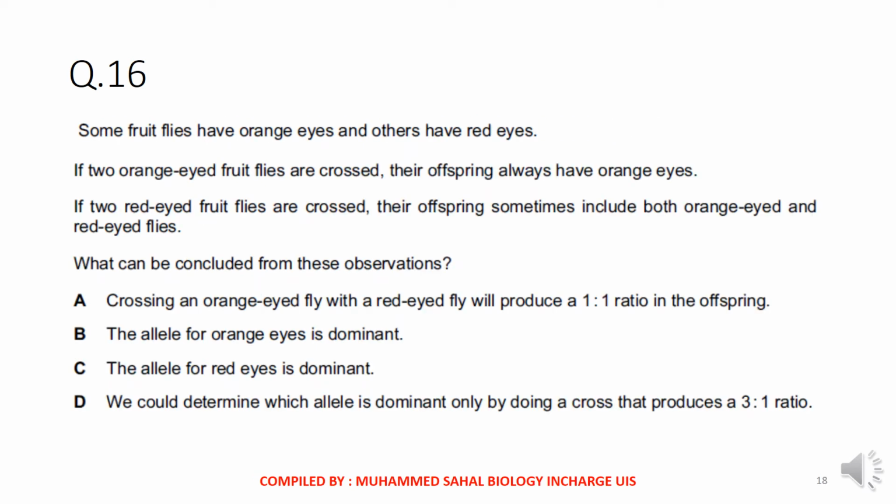Some fruit flies have orange eyes and others have red eyes. If two orange-eyed fruit flies are crossed, their offspring always have orange eyes. If two red-eyed fruit flies are crossed, their offspring sometimes include both orange and red-eyed flies. What can be concluded from these observations? Answer is C. The allele for red eyes is dominant.